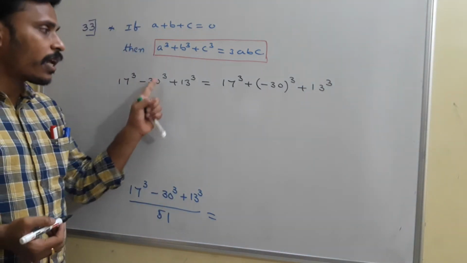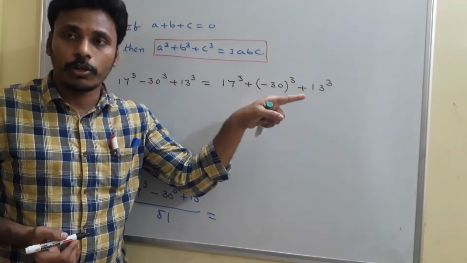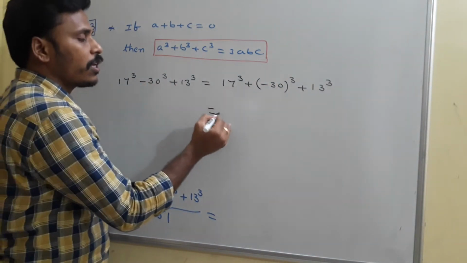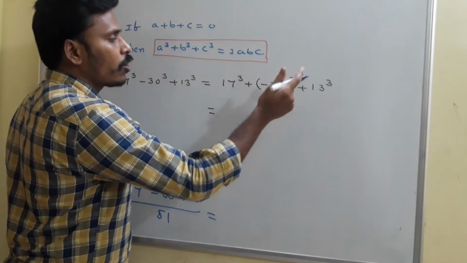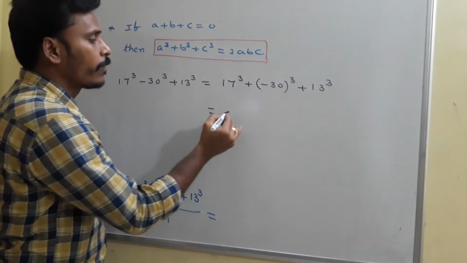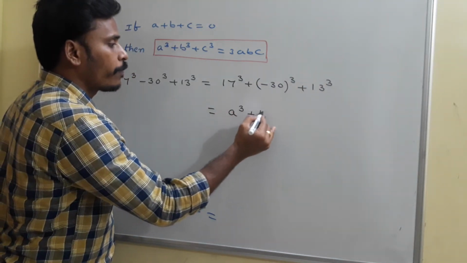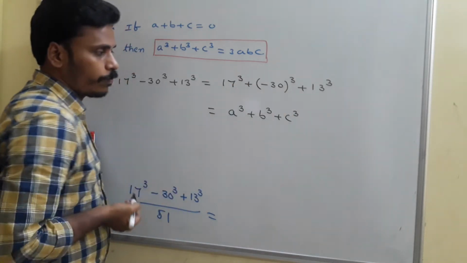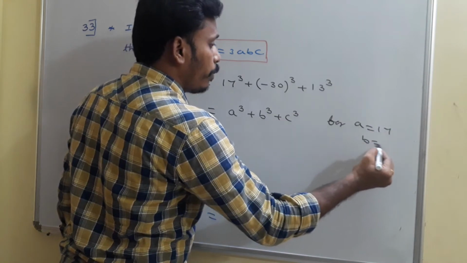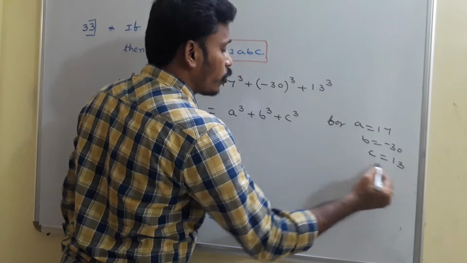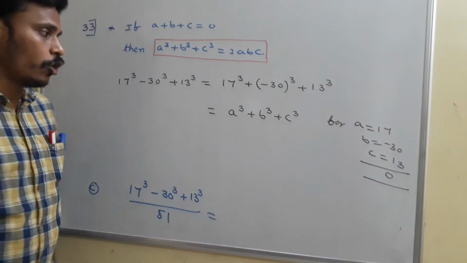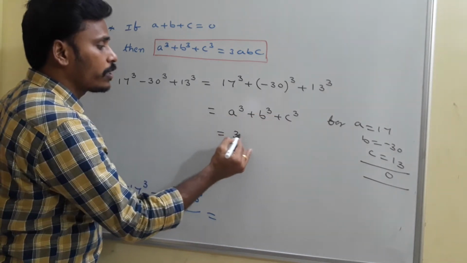Because minus 30 cube is nothing but minus 30 whole cube, because a minus cubed gives us minus, and that minus again looks like this. And this equals, something cube and something cube. Treat this 17, minus 30 and 13 as a, b, c. So this equals a cube plus b cube plus c cube. For a equals 17, b equals minus 30, c equals 13, and if you check, the summation is 0. And since the summation is 0, this a cube plus b cube plus c cube is 3abc.